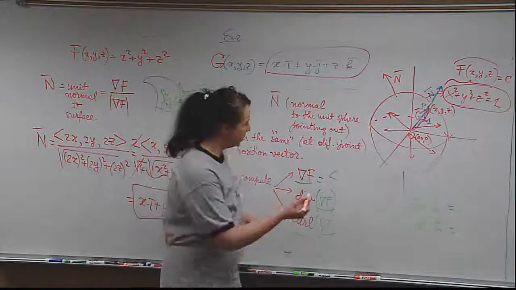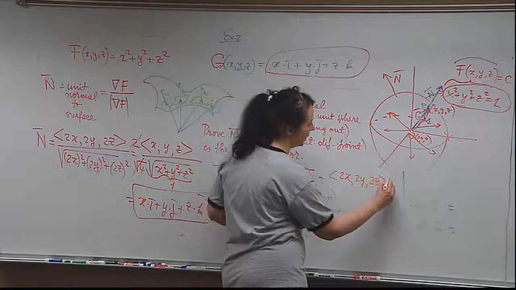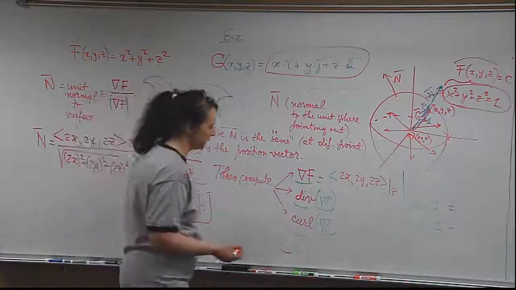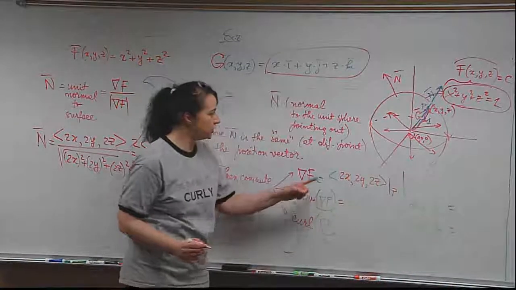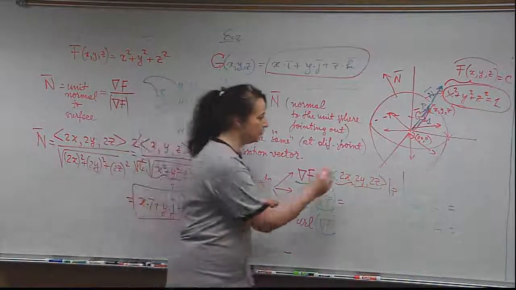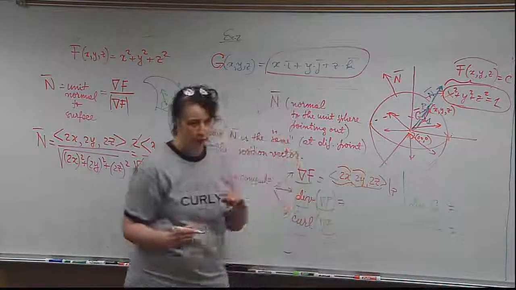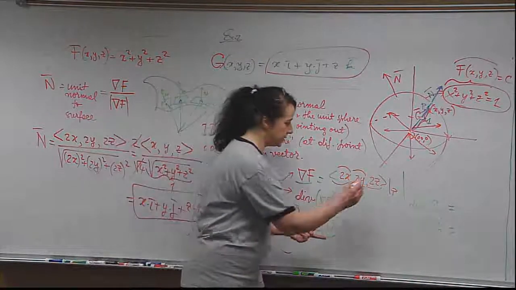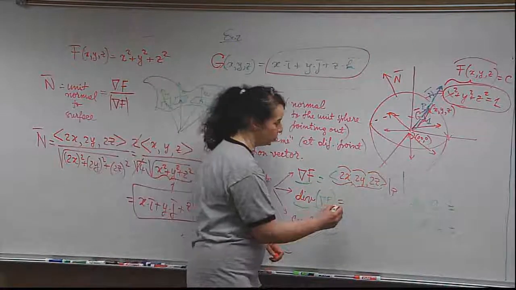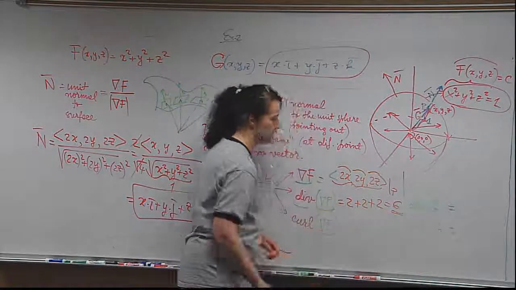What's the gradient? We did it before: 2x, 2y, 2z, at an arbitrary point P on the sphere, it could be anywhere in space. What's the divergence of this? So remember guys what I told you? First component differentiated with respect to x plus second component differentiated with respect to y plus third component differentiated with respect to z. 2 plus 2 plus 2 equals 6. Piece of cake.